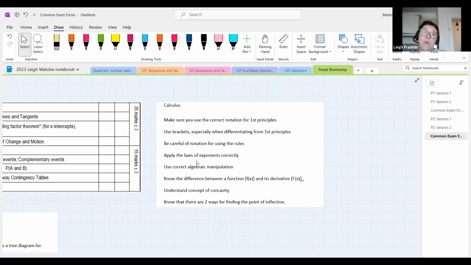Know the difference between a function f of x and its derivative f prime x. Sorry. My apologies, I left the prime symbol off. Okay, that looks terrible.